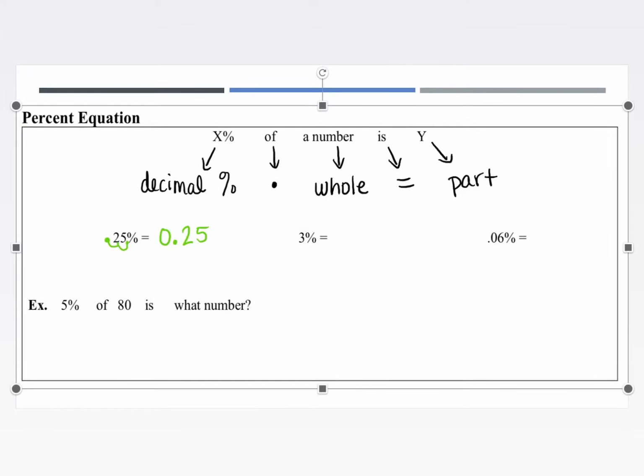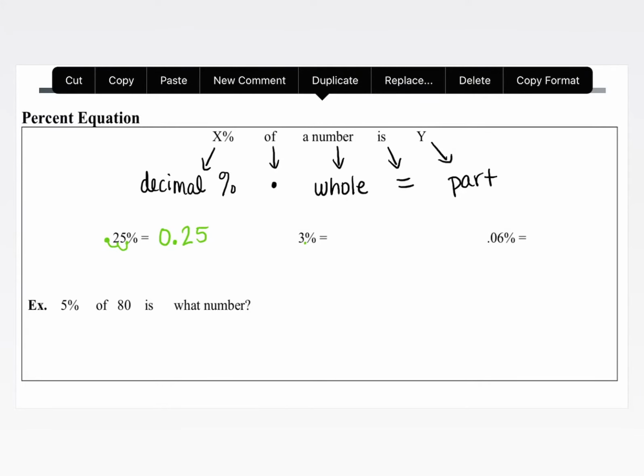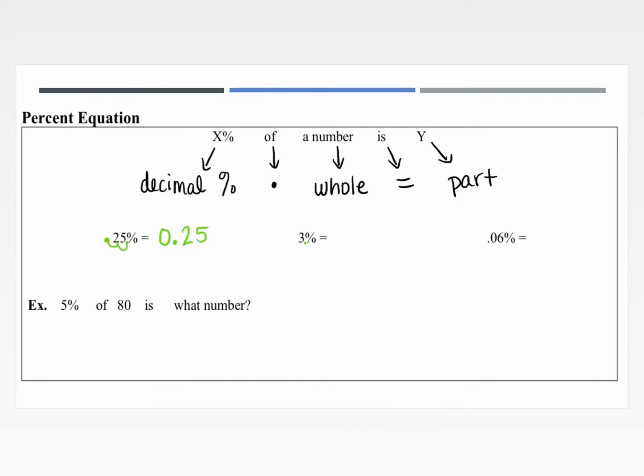3%, we have a decimal at the end here. So again, we need to move to the left, and wherever we see an empty space, we're going to fill that in with a 0. So as a decimal, this is really 0.03 or 3 hundredths, because this 3 is in the hundredths spot, and that's hundredths with a TH at the end.